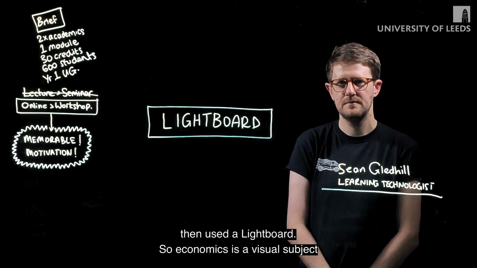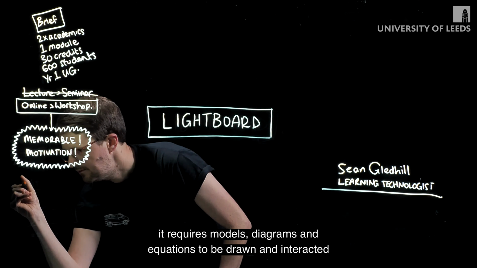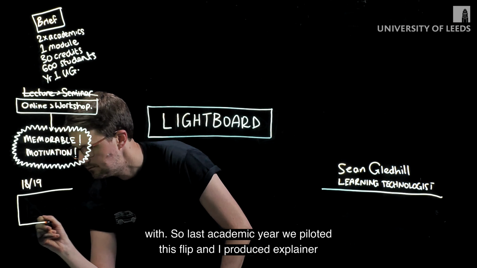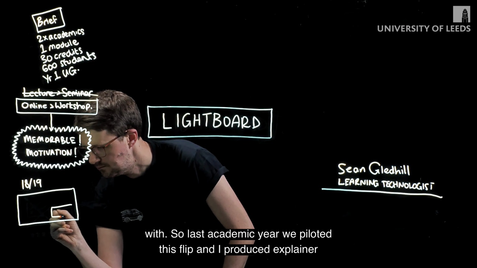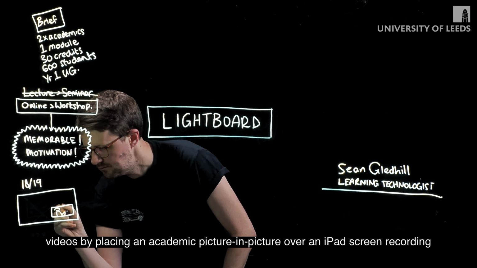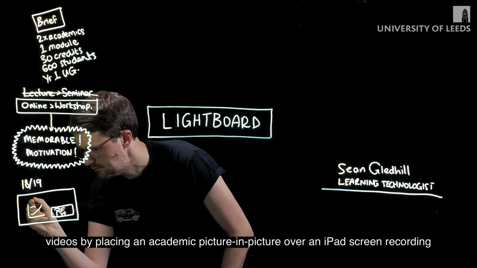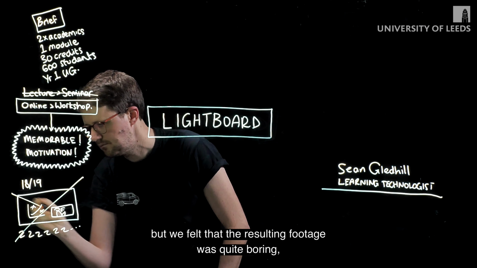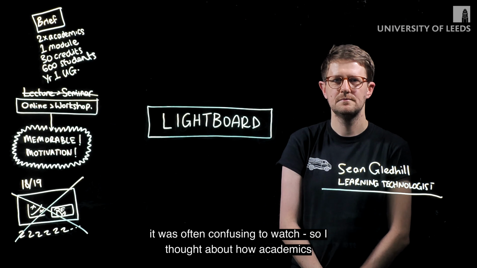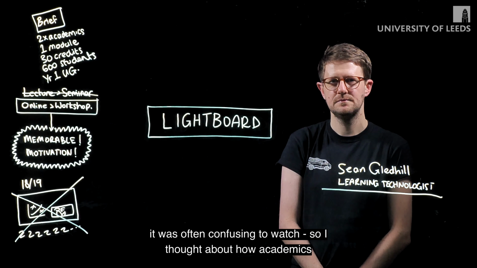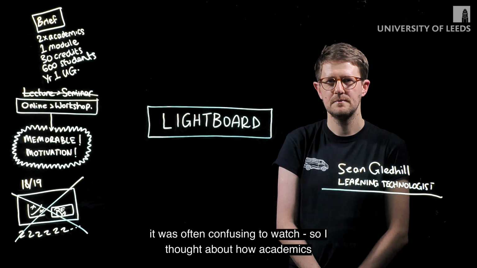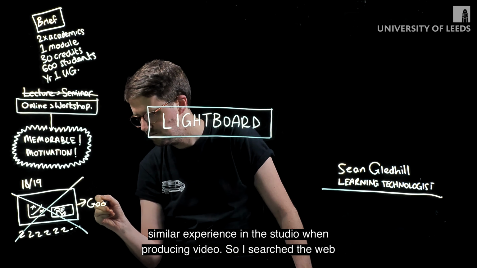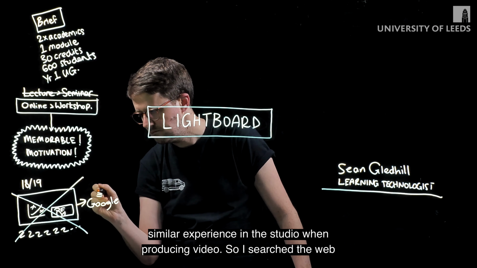So economics is a visual subject. It requires models, diagrams, and equations to be drawn and interacted with. So last academic year, we piloted this flip, and I produced explainer videos by placing an academic picture-in-picture over an iPad screen recording. But we felt that the resulting footage was quite boring. It was often confusing to watch. So I thought about how academics utilise whiteboards in our classrooms and wondered how we could give them a similar experience in the studio when producing video.